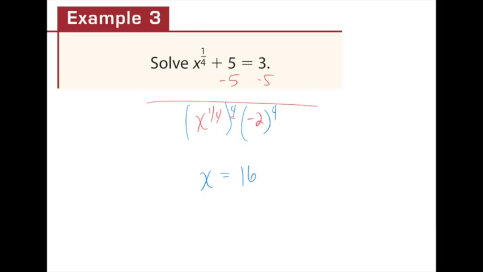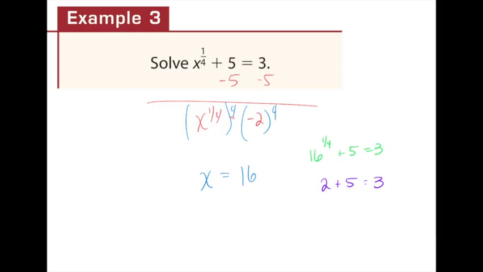When I test this, you're going to double check this and see what happens. If I were to plug this in, I would say, well, 16 to the 1/4 power plus 5 equals 3. Okay? 16 to the 1/4 power. Well, that's the 4th root of 16. What is the 4th root of 16? It's just 2, not with real numbers. So it's just 2 plus 5 equals 3. That is not true. So some people will say, yeah, it's 2 or negative 2. That's only when a variable is involved.